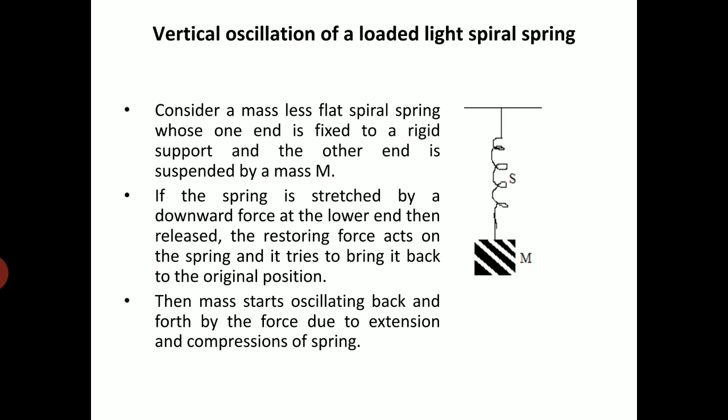Now we look into the vertical oscillations of a loaded light spiral spring. Consider a massless flat spiral spring whose one end is fixed to a rigid support and the other end is suspended by a mass m, which is shown in the figure.